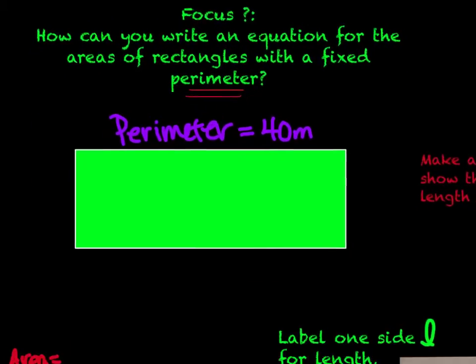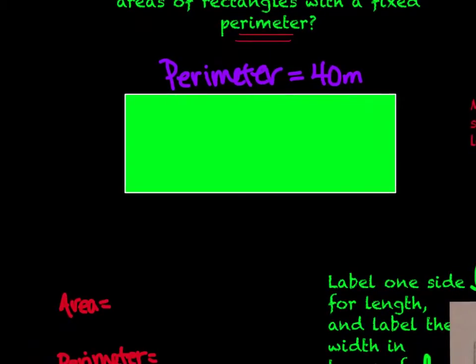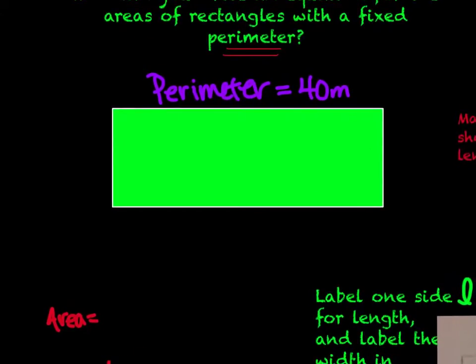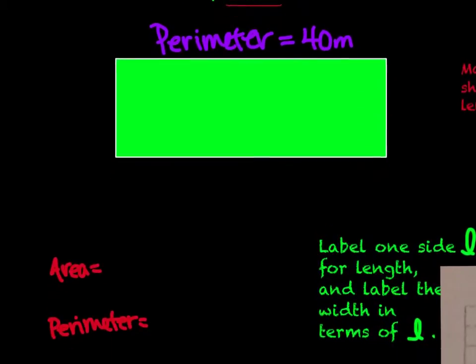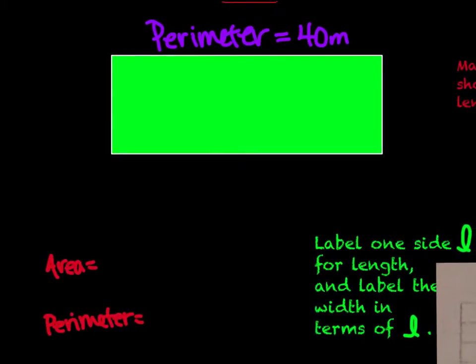So let's come in here. We have a situation where we have a rectangle. This rectangle has a perimeter of 40 meters. Awesome. Every rectangle we're going to talk about will have a perimeter of 40 meters. So our job right now is to do a couple of things. To start out with, let's talk about the area equation. Area is equal to length times width.